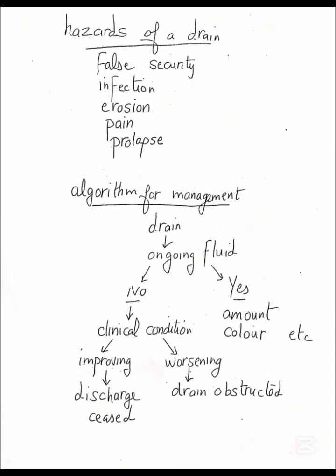Here, assess 3 key factors: the patient's clinical condition, the amount of fluid, and the characteristics of the fluid. The clinical condition of the patient: are they stable, febrile, or showing any signs of infection? The amount of fluid includes the volume. Is it increasing, decreasing, or stable? The characteristics of the fluid, such as the color or consistency. Is it clear? Is it bloody? Is it purulent?